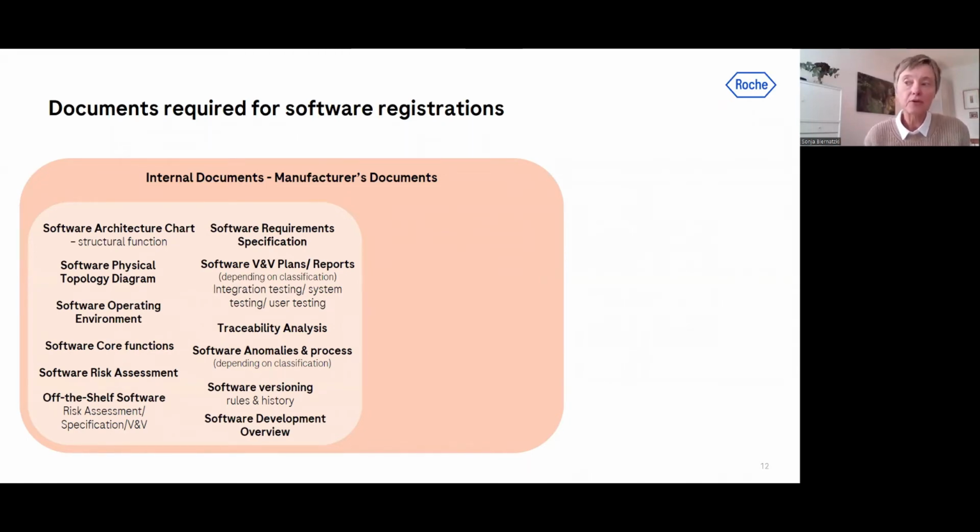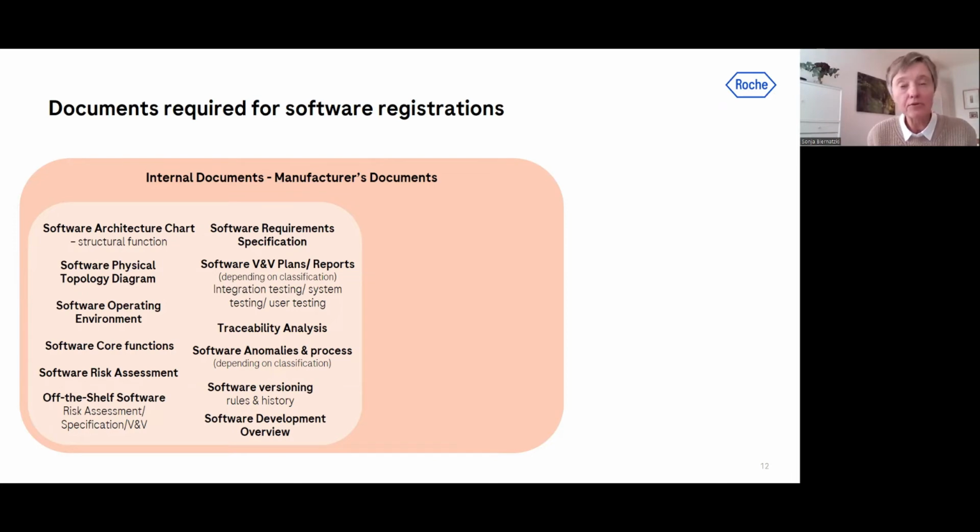So you will have to submit your software architecture chart with structural functions, and a software physical topology diagram. That's maybe different from what you would do for US FDA. So China is interested in having really the relationship between your software and its location on the hardware. You need to describe the software operating environment and the software core functions. You need to provide the software risk assessment, and please make sure that you don't mix that up with a product risk assessment, that it's really your software risk assessment. You need to provide for sure certain information related to your off-the-shelf software, the risk assessment, specification, V&V activities, software requirement specifications, but you also need to provide software V&V plans and report.